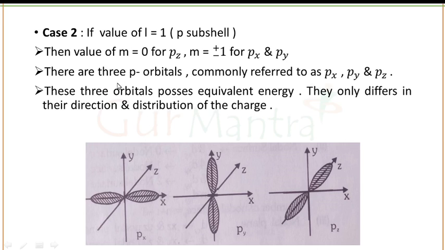This is very important to note that the value of m equals 0 for pz. The value of m can be plus 1 or minus 1 for px and py orbital. And for p orbital, the value of m could be in between minus 1, 0 and plus 1. For pz, it should be 0, or for px and py, it should be plus 1 or minus 1.